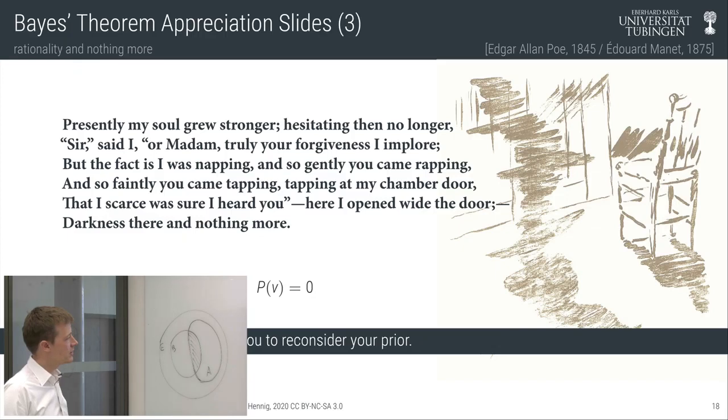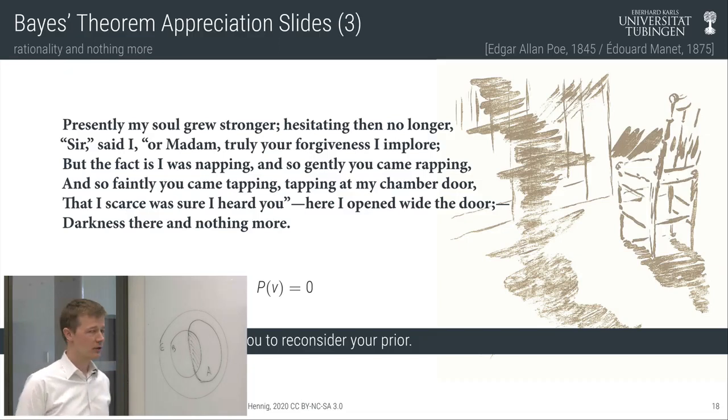So imagine that you actually throw open your door. Your soul grows stronger, you don't hesitate no longer, and you open wide the door and find outside darkness there and nothing more. So you've just observed that there isn't any visitor outside, Lenore or else. There's just no one standing outside of your door in the corridor. So the probability for any of these hypotheses is actually zero.